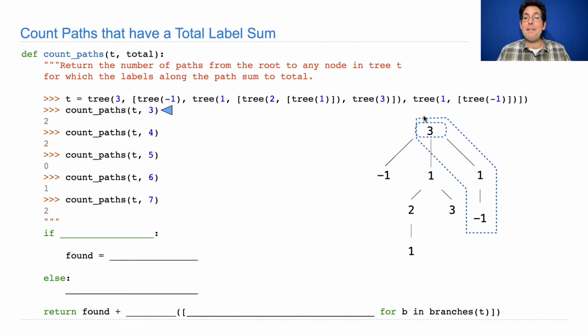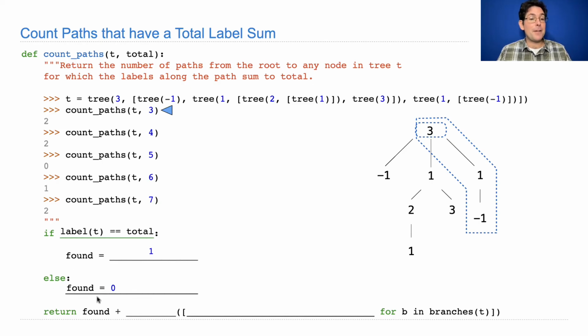In the case that we haven't found a path that ends at this node, there might still be paths that continue on below this node. So one way to structure that logic is to check and see if we've found a path that ends at the root, and the only way that we'll reach the total is if the label of the root is in fact the total, at which point we've found one path. Our goal is to count paths. Otherwise, I'm going to refer to found down here, but I haven't assigned it to anything if I haven't executed this line, so I do need to assign it to something. Otherwise, I'll set it to 0.